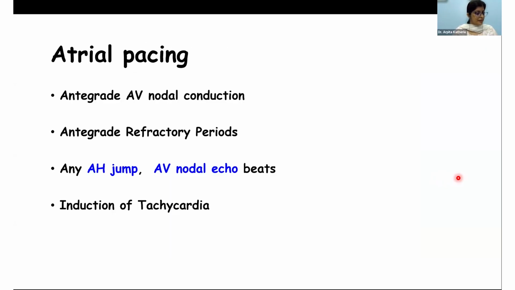Moving to atrial pacing. Atrial pacing, what we can do with this is antegrade AV nodal conduction. We can check antegrade refractory periods, any AH jump, AV nodal echo beats, and induction of tachycardia.